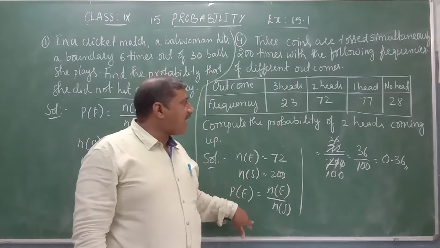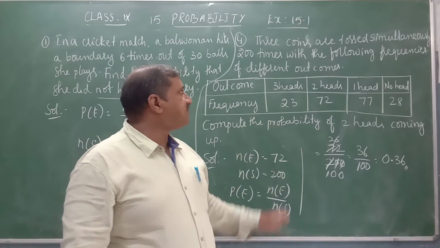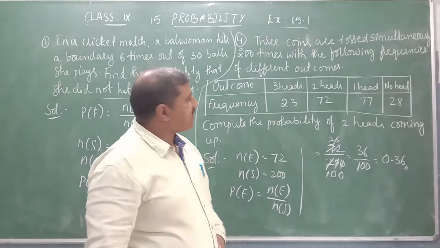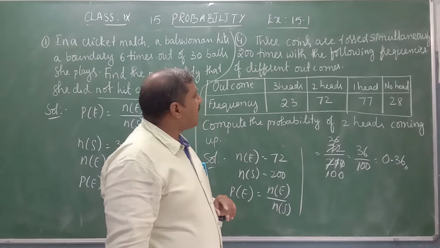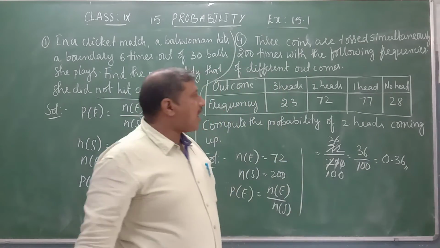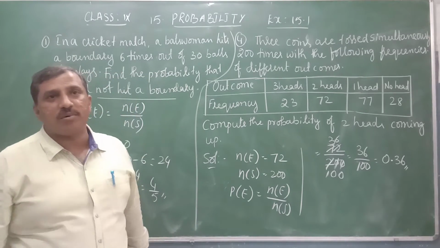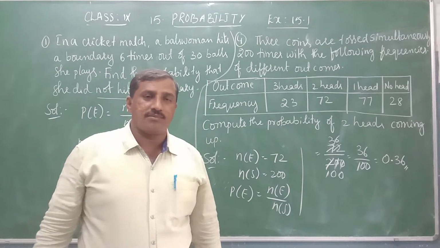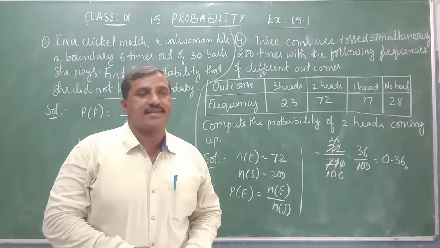If they ask you to compute the probability of 3 heads coming up, it means 23 by 200. If they ask for no head, it means 28 by 200. Like this we can find the probabilities of given outcomes. Is it clear, children? Yes.